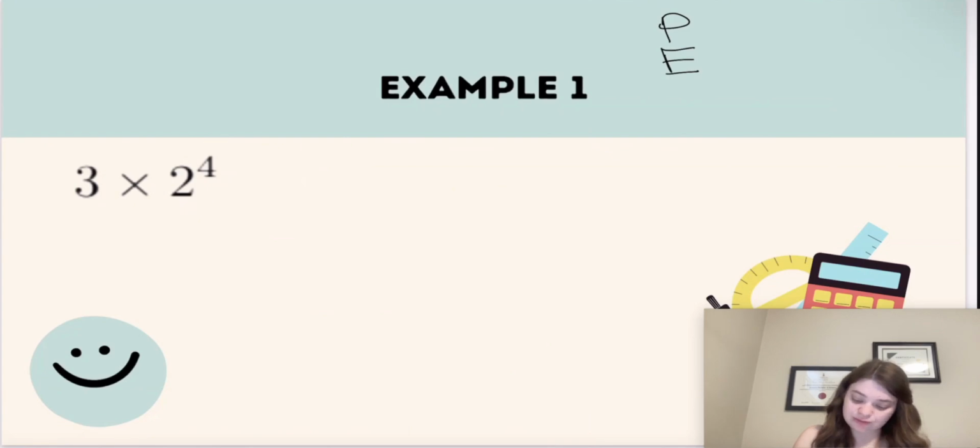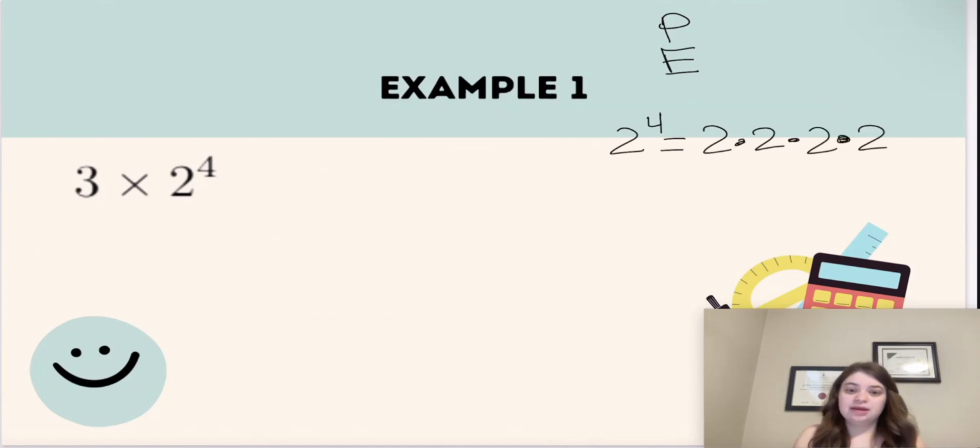So what is 2 to the power of 4? Well, 2 to the power 4 is 2 times 2 times 2 times 2, because 2 is our base, and 4 is our power, which means we should multiply the base by itself 4 times, since 4 is our power. So we're going to end up with 2 times 2 times 2 times 2, which is 16.